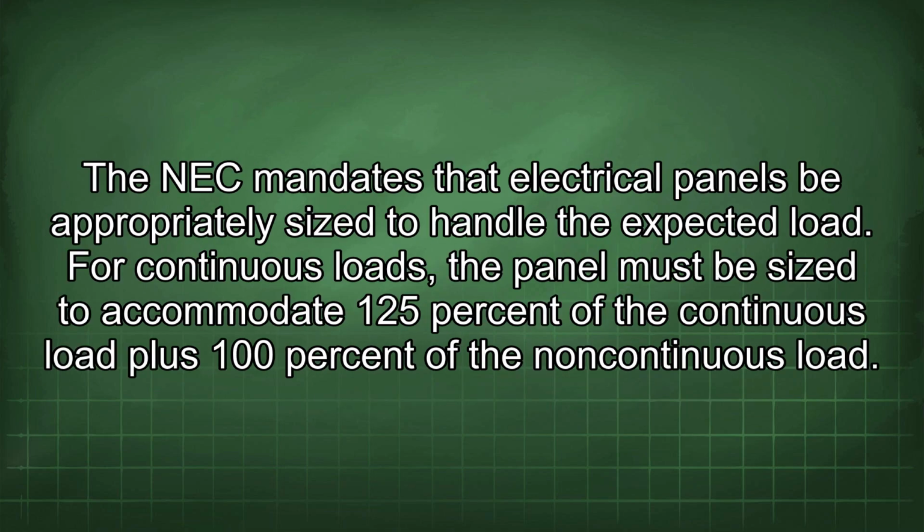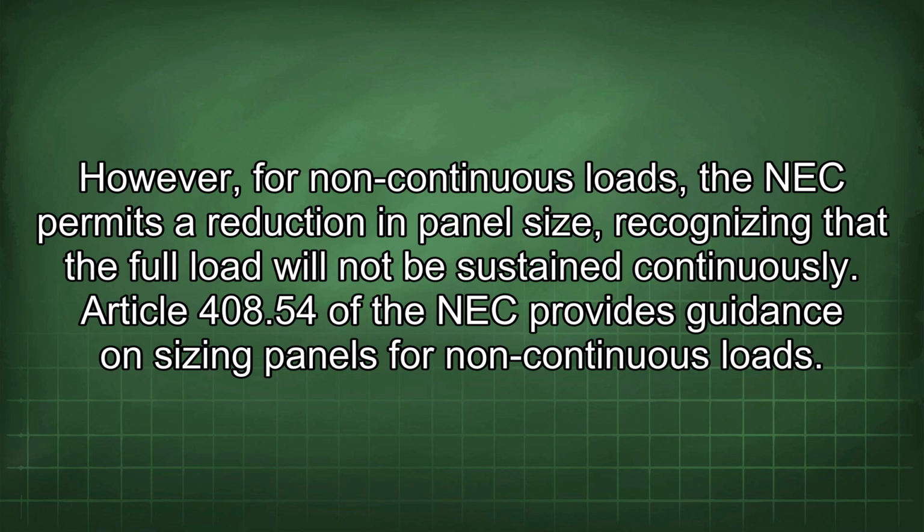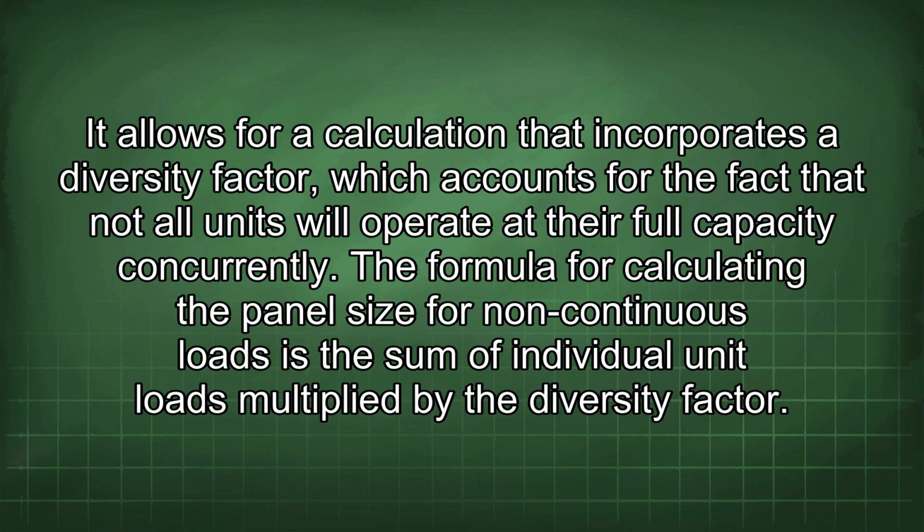The NEC mandates that electrical panels be appropriately sized to handle the expected load. For continuous loads, the panel must be sized to accommodate 125% of the continuous load plus 100% of the non-continuous load. However, for non-continuous loads, the NEC permits a reduction in panel size, recognizing that the full load will not be sustained continuously. Article 408.54 of the NEC provides guidance on sizing panels for non-continuous loads. It allows for a calculation that incorporates a diversity factor, which accounts for the fact that not all units will operate at their full capacity concurrently.